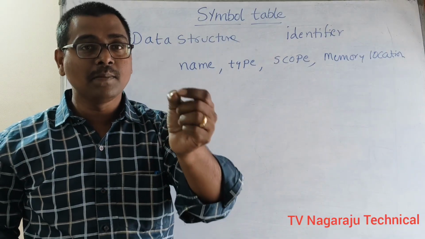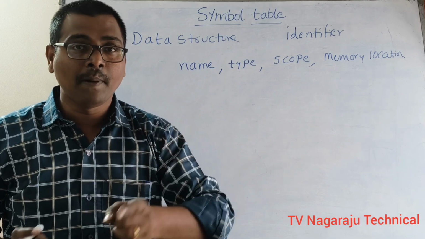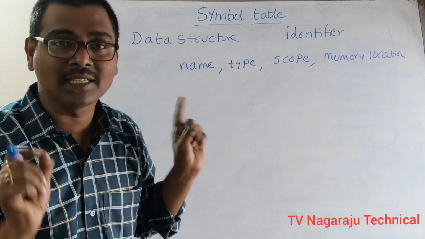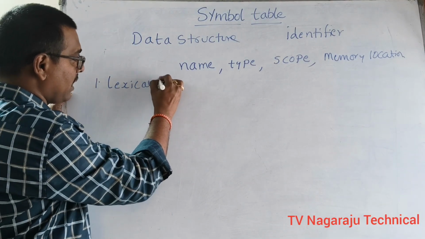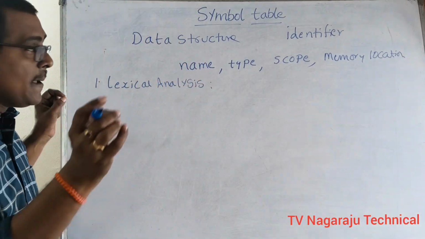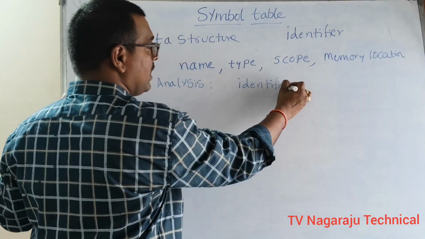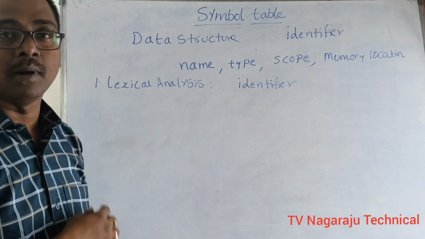Remember, even though the symbol table is created during the early phases of the compiler, all the 6 phases of the compiler use the symbol table. How? The first phase is lexical analysis. How does the lexical analysis use the symbol table? Simply it inserts the identifier. So the lexical analysis phase inserts the identifier into the symbol table.